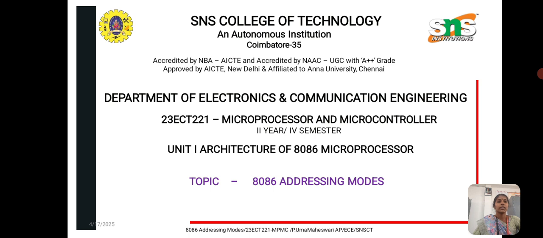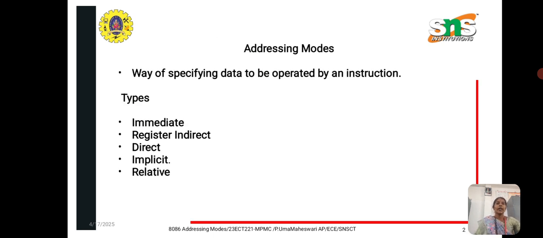I am here to tell about the architecture of the 8086 microprocessor. In this, the topic we are going to discuss is 8086 addressing modes. The way of specifying a particular data to be operated by an instruction is called an addressing mode. Here, the types of addressing modes are immediate, register, indirect, direct, implicit, and relative. We will see the types one by one.